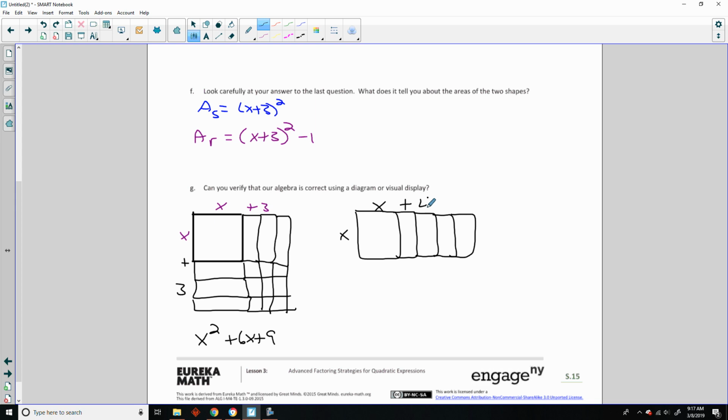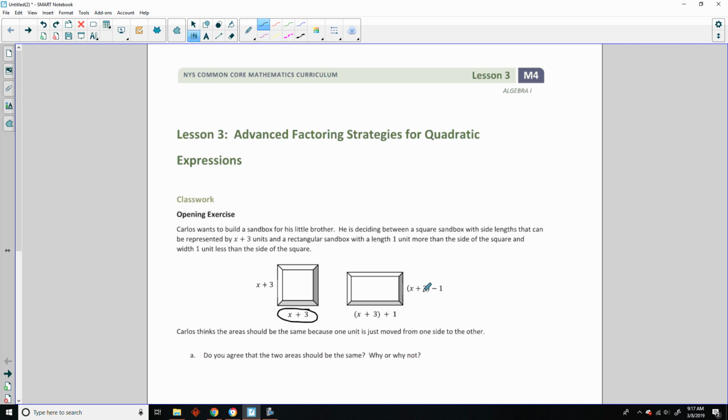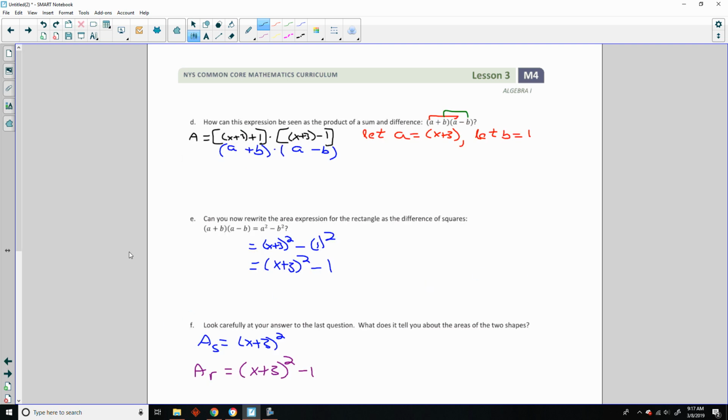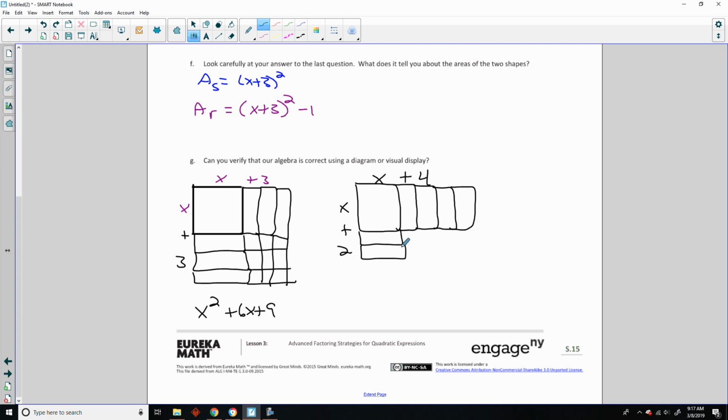So that's x plus 4. And I'm going to subtract 1 over here. So instead of 3, I'm only going to do 2. So here's x plus 2. So I added 1 to one side and subtracted 1 from the other, which is what they did right here. Added 1, subtracted 1. Okay? And that is going to create this diagram. So this is my x squared, and I have 1, 2, 3, 4, 5, 6 x's, so that's plus 6x. So far so good, but we have a problem here.